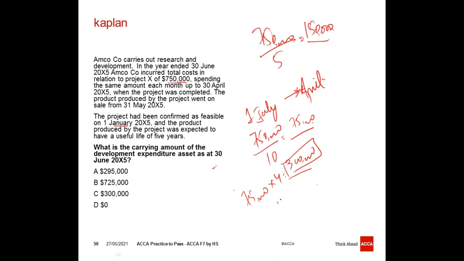Now we need to charge an amortization of this amount. So the amortization for this period will be 3 lakh divided by 5 years. It will be 60,000 for a year. So for the period of 1 month, the amortization will be 5,000. The answer should be A.